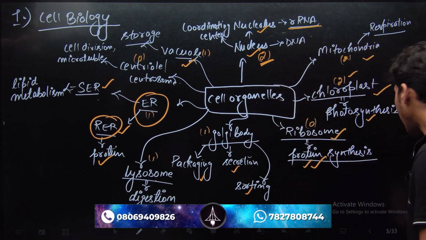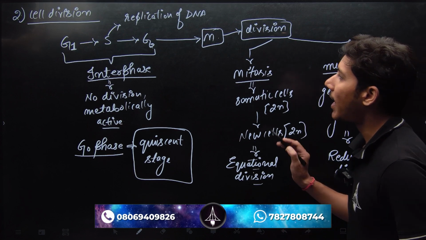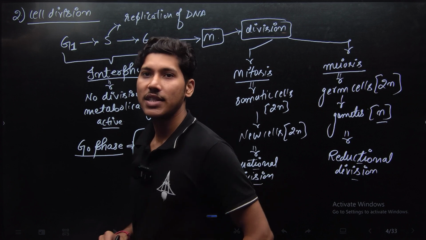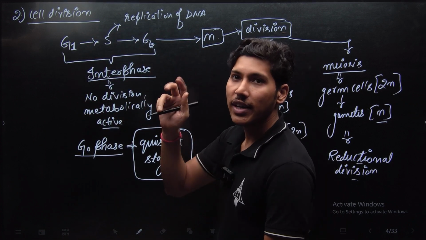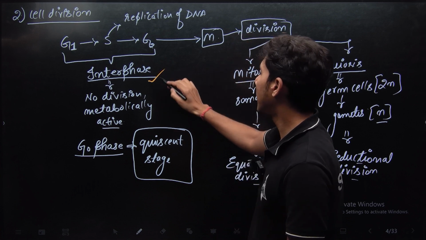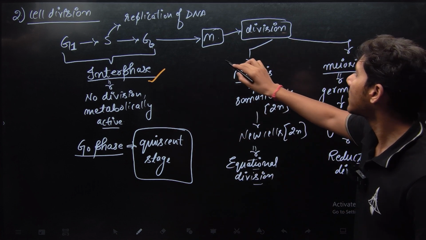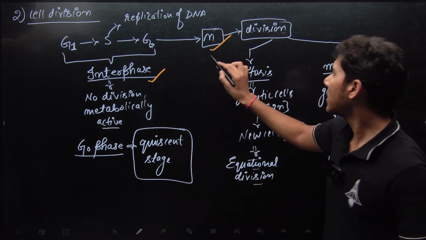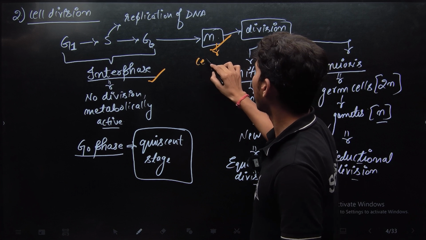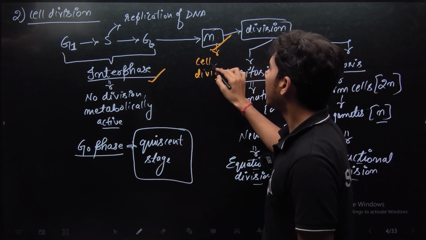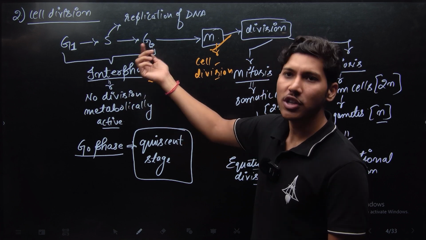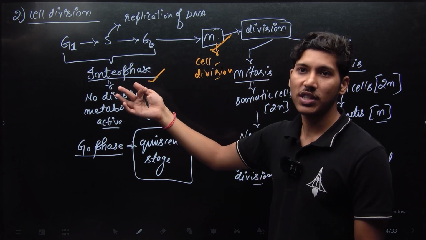Okay. Now next chapter. Next chapter actually is cell cycle and cell division, and we know that cell cycle and cell division is divided into two parts. First one is known as interphase, and the next phase is known as M phase. M phase is a phase where actual cell division happens, and interphase is a phase in which cell division does not happen, but the preparation for cell division happens.